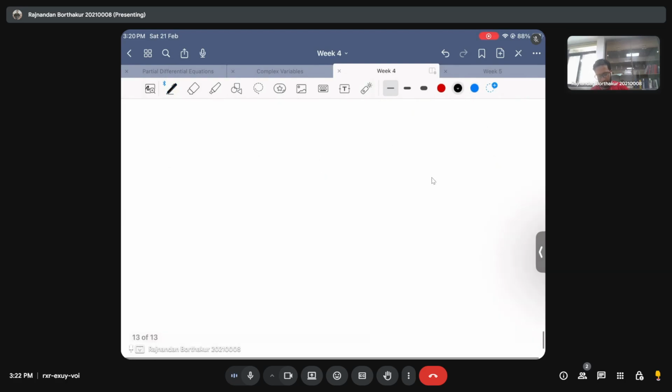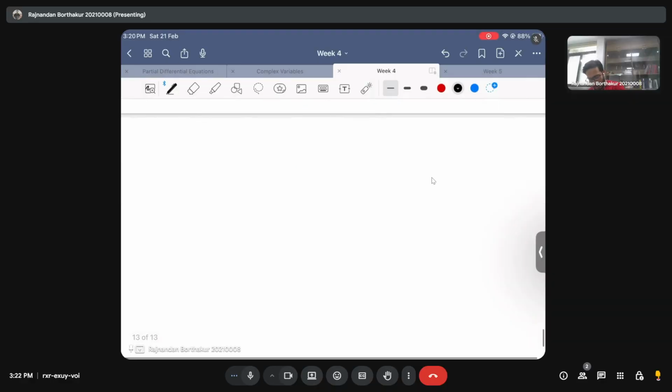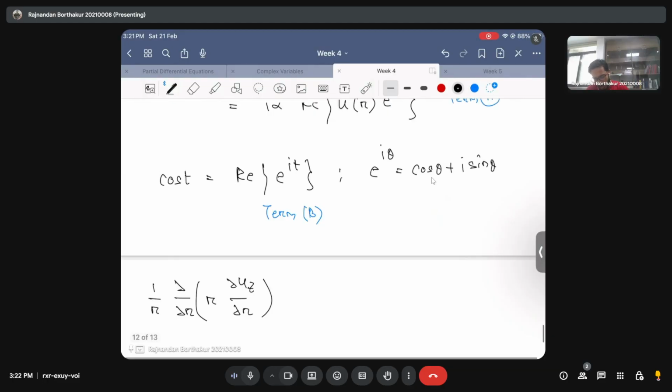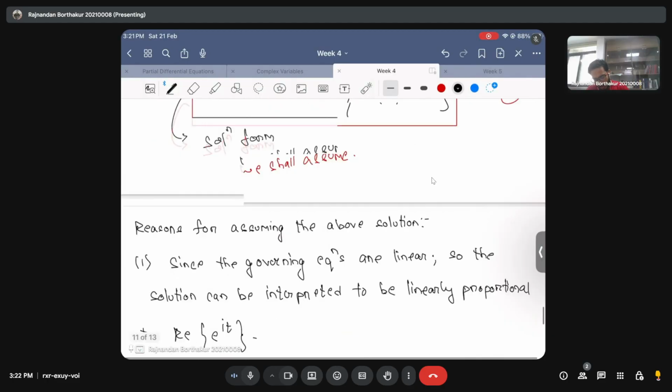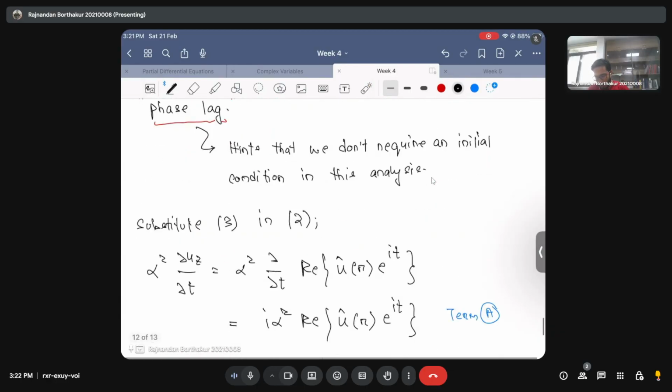And let's now see the term C. So in the term C, what do we have? In the third term, or the C term, we have del 1 by r, del r of r times del uz by del r. I think this is the term that we have. Okay. And we will substitute the fact that uz is equal to this term, that is real part of, so we'll just substitute uz to be this. So then what will we get? We will get something like this.